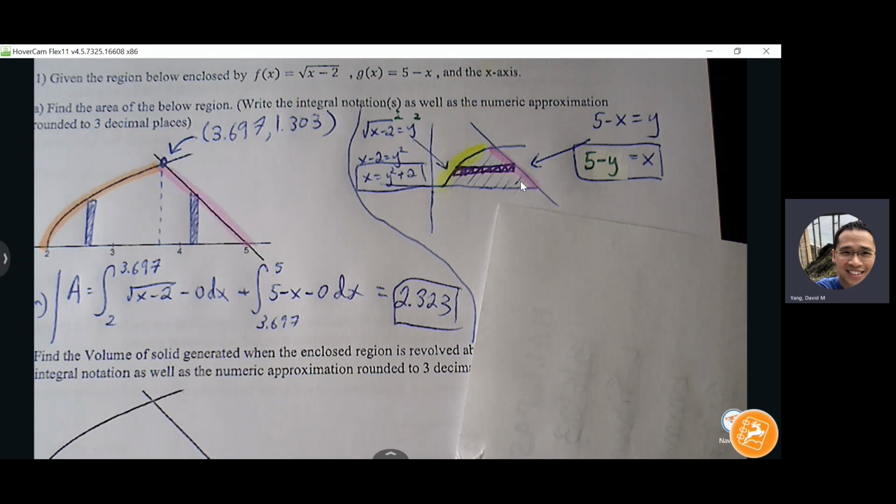This one has pi. That's right, yeah. Anytime it's washer, there's a pi. It's y squared.